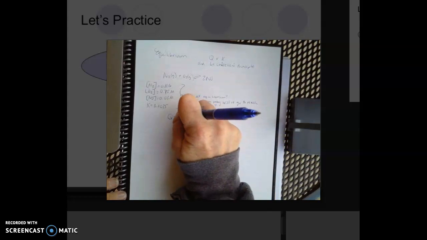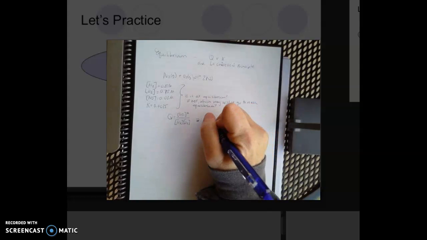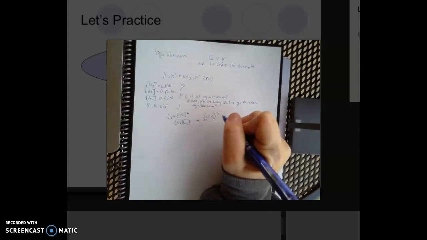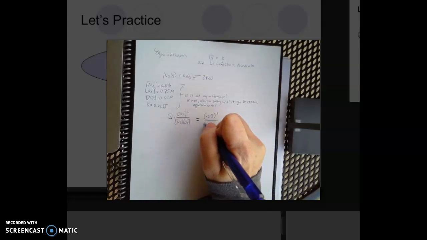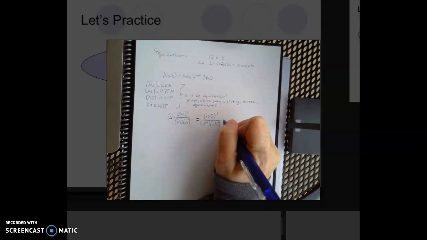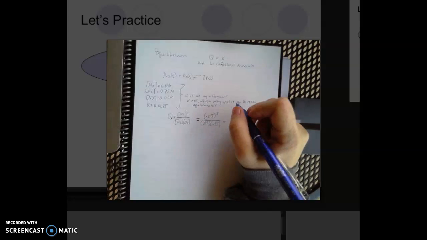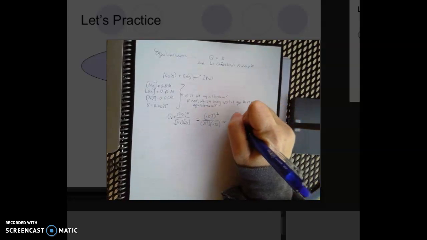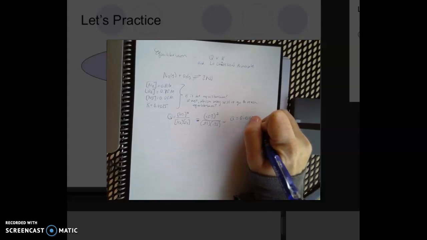Where does NO2 come from? Anyway, NO, 0.03 squared on top, and 0.81 and 0.75 on the bottom. Grab your calculator, put that in. You get Q equals 0.0015.